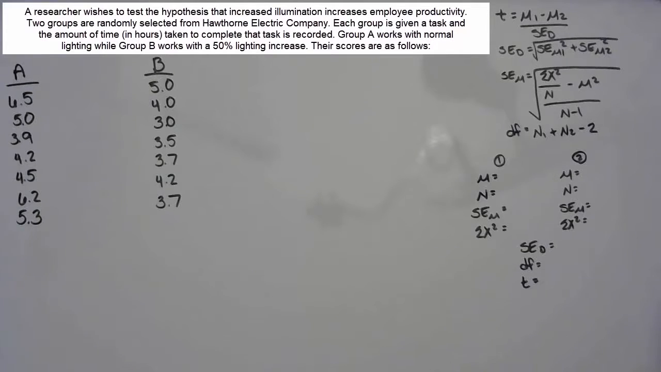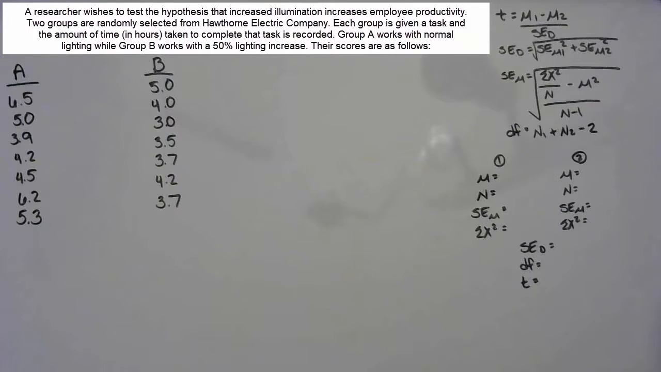Okay, let's do another example. A researcher wishes to test the hypothesis that increased illumination increases employee productivity. Two groups are randomly selected from employees at Hawthorne Electric Company. Each group is given a task and the amount of time in hours to complete that task is recorded. Group A works with normal lighting conditions while Group B works with a 50% lighting increase. Their scores are as follows in Group A and Group B.